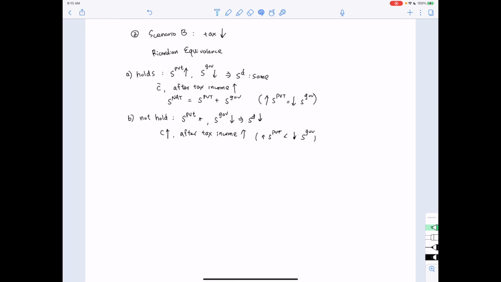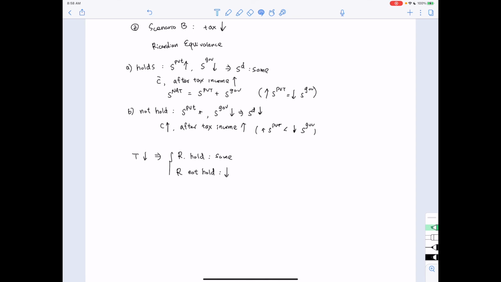However, in this case, that is when the Ricardian equivalence doesn't hold, the household chooses to consume more, so the increase of the private saving will be less than in the case where the Ricardian equivalence holds. So if the Ricardian equivalence doesn't hold, the household's private saving will increase a little bit, and the increase is less than the decrease of the government saving. Therefore, when the Ricardian equivalence doesn't hold, the desired national saving should decrease.